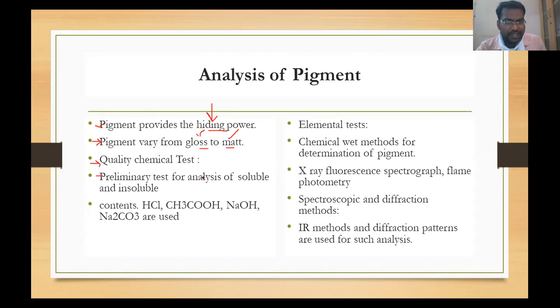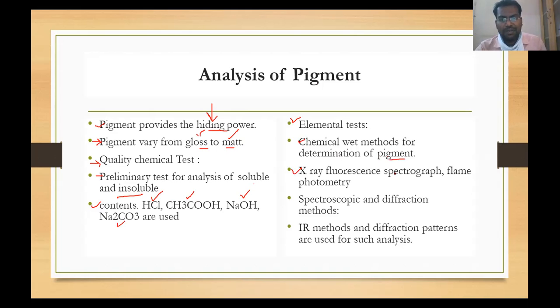The preliminary test for this analysis of the soluble or insoluble component. So for that we can use hydrochloric acid, acetic acid, that is strong acid, weak acid, and the base, that is sodium hydroxide and sodium carbonate. Strong base, weak base. Basically it can be used for this analysis purpose. Some elemental tests have to be performed. Then chemical weight method for the determination of pigments is basically used.